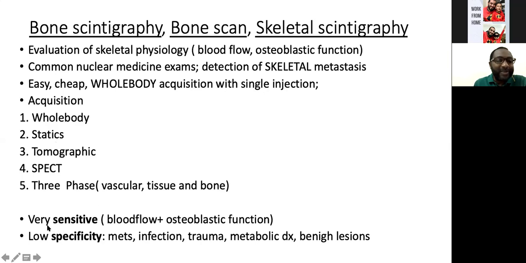But again, remember, bone scan is extremely sensitive because whatever alters blood flow and alters osteoblastic function will show as an abnormal uptake. Unfortunately, it has low specificity. Low specificity means you will see an uptake, and that uptake may be metastasis, may be infection, maybe due to trauma, maybe due to metabolic disease, maybe due to a benign lesion. So today I'm going to take so much time to give you the various patterns that you will be able to, just looking at a bone scan, differentiate: this is metastasis, this is how infection looks, this is how trauma looks, this is how metabolic bone disease looks, and this is how a benign bone lesion looks. So this is really going to be the mainstay and the main emphasis of my presentation and the slides that I'm going to show you subsequently.